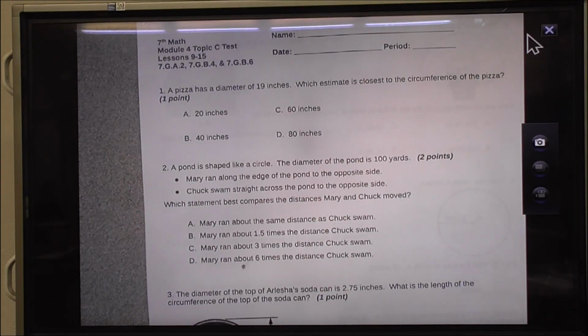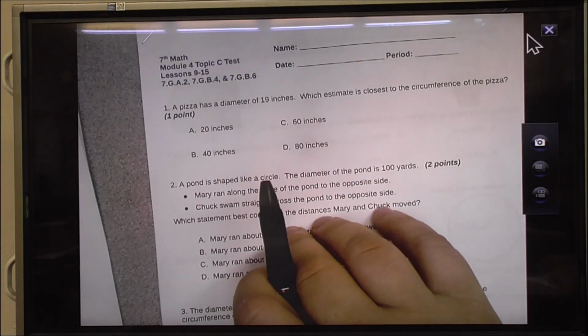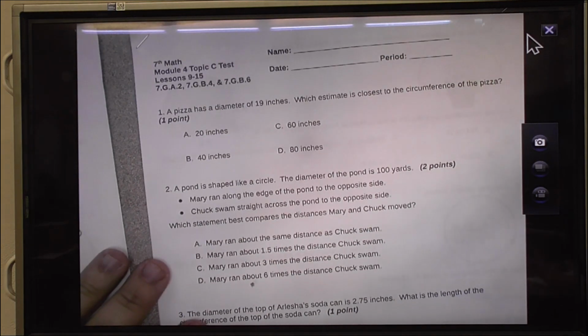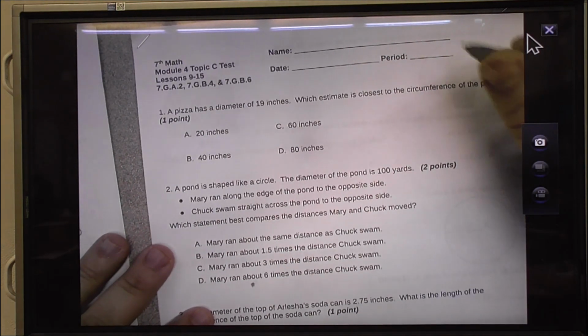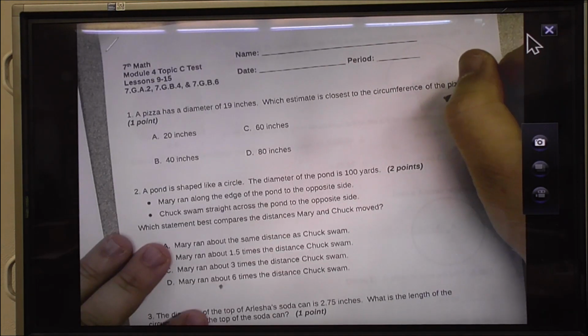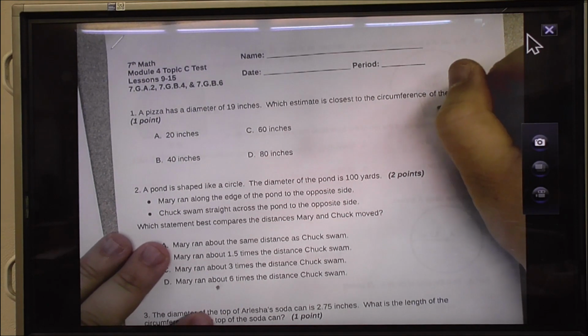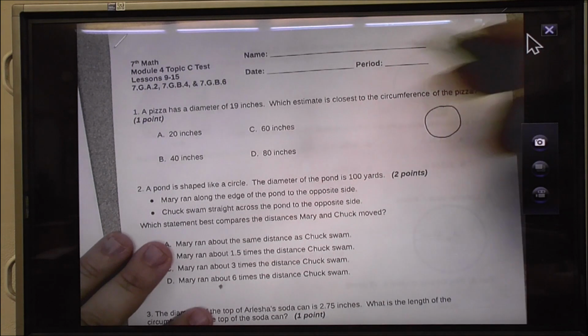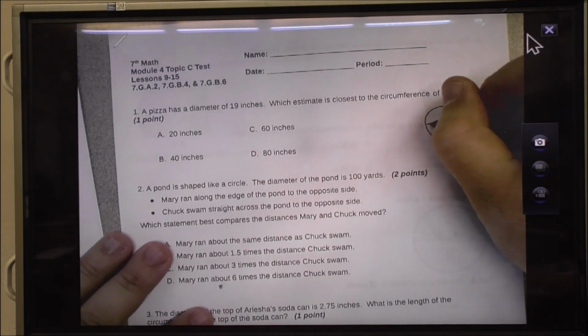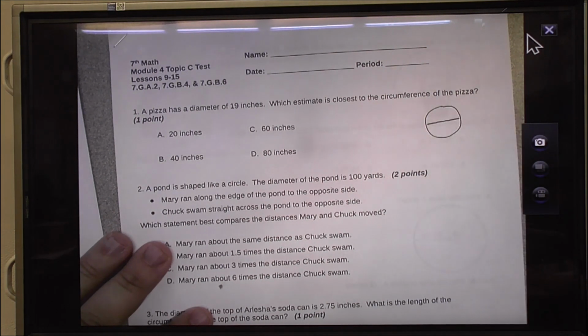All right, here we go. Problem number 1 talks about a pizza, a whole pizza. So pizza, typically, unless you get that thing crushed from the gas station, it's a circle, right? And it says that the circle has a diameter, so going straight across that pizza.